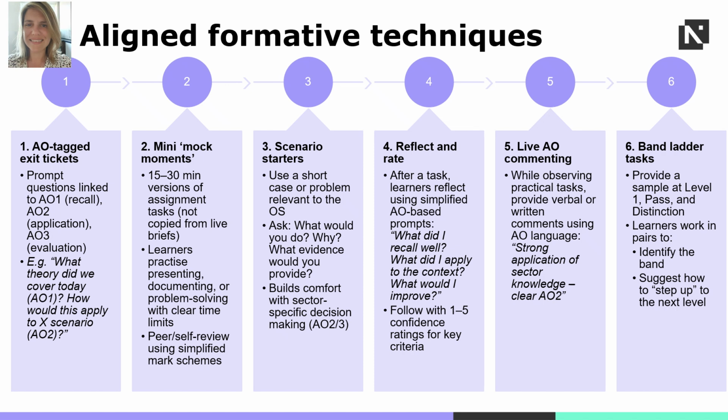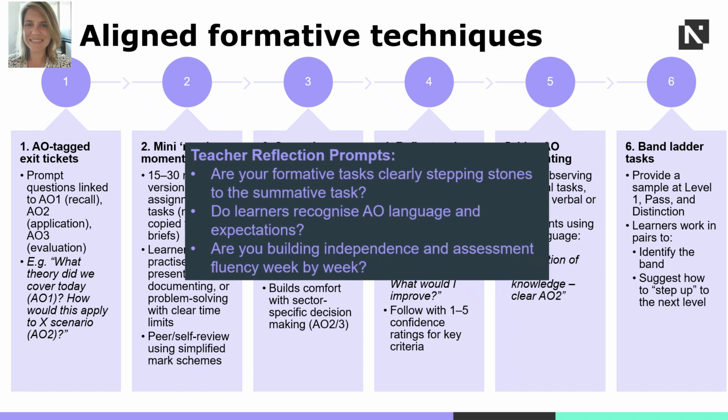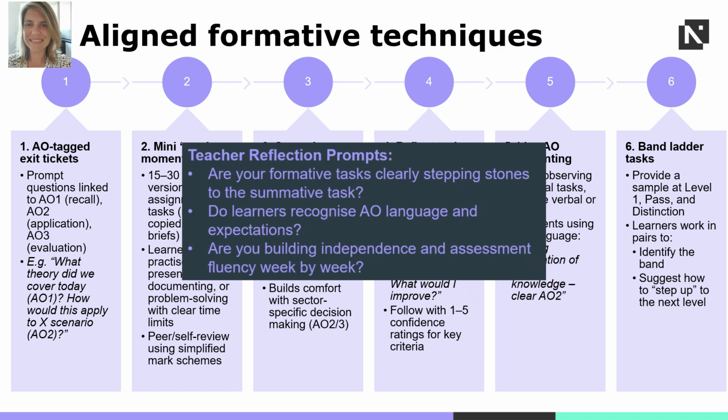Number 6, band ladder tasks. Provide a sample at level 1 or low grade, a pass, a merit, a distinction, level 4. Learners then work in pairs to identify the band and suggest how to step up to the next level. So, time for you to reflect. Are your formative tasks clear stepping stones to the summative task? Do learners recognise assessment language and expectations? And are you building independence and assessment fluency week by week?